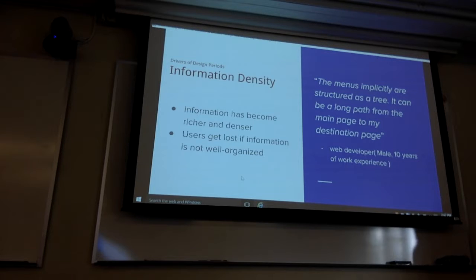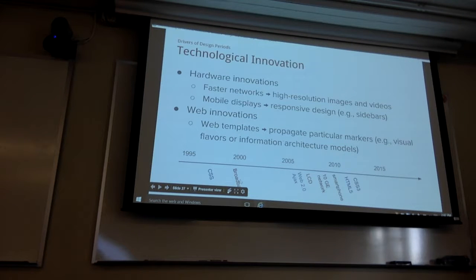He said the menus are implicitly structured as a tree. It can be a long path from the main page to the destination page. So the search bar has to show up, because the search bar can help users jump directly to their destination page. The second reason is technological evolution.